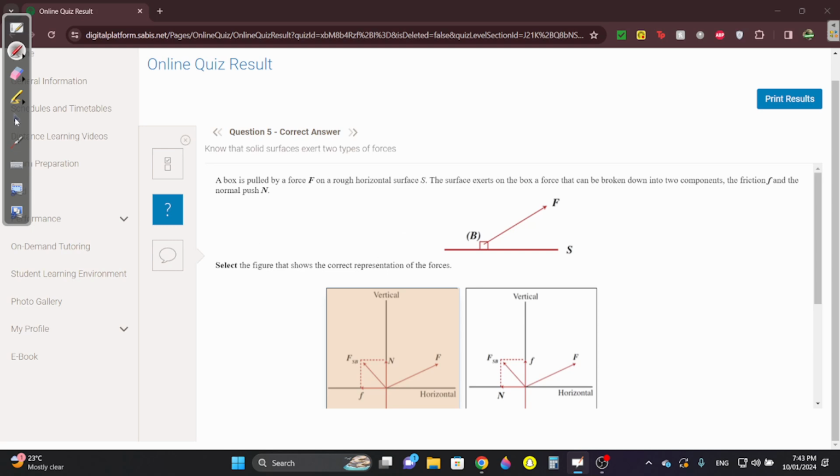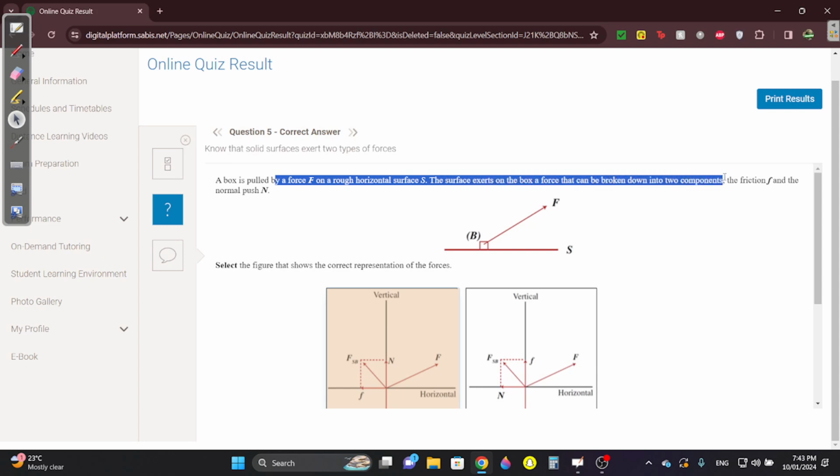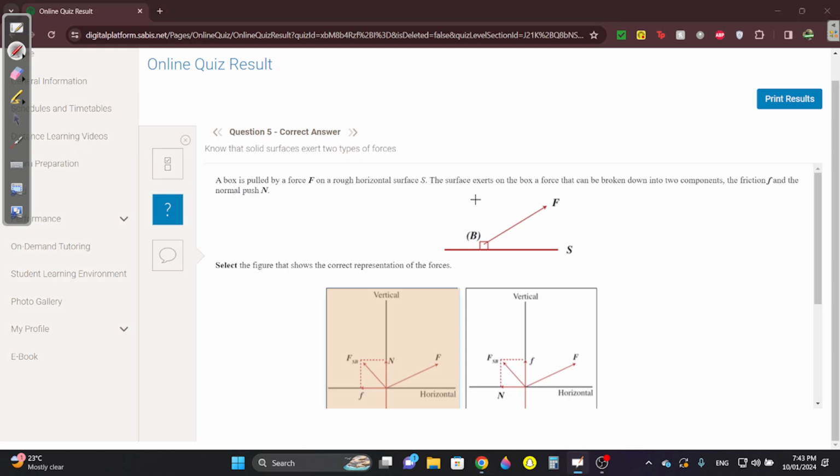Now we have a box pulled by a force F on a rough horizontal surface. The surface exerts on the box a force that can be broken down into two components: the friction F and the normal push N. Without even looking at the choices, let's say this is the box they gave us, the box B on the surface S, being pulled by force F. First you gotta draw the vertical, and obviously S is the horizontal.